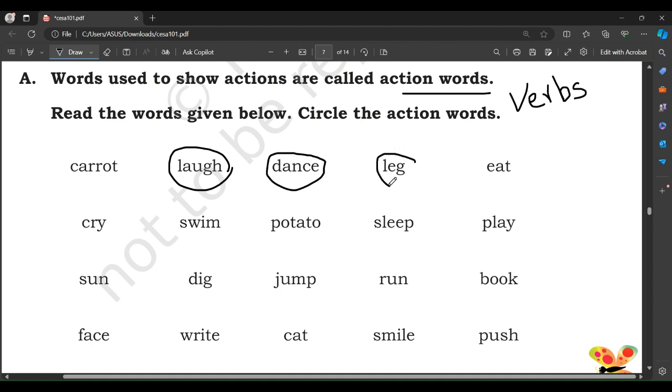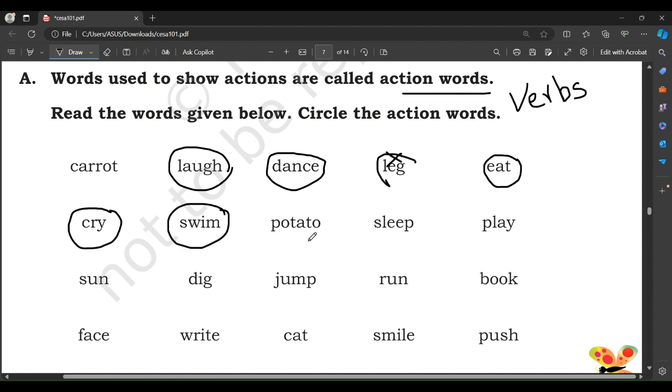Leg is not an action word. Okay, sorry. Now eat. Yes, you can eat. Eat is an action word. Cry. Yes, you can do the action cry. Swim. Yeah, you can do the action swim. So swim is also an action word.